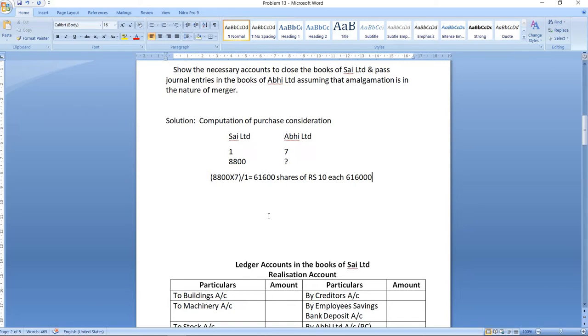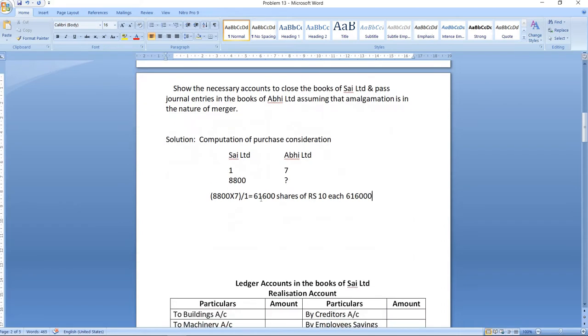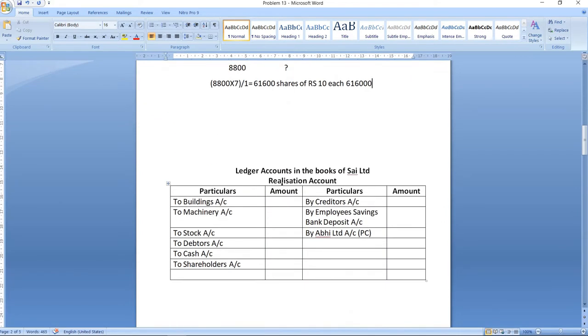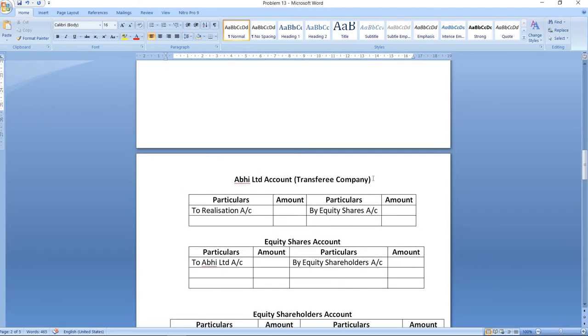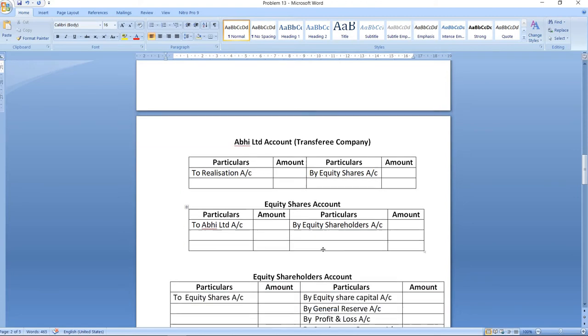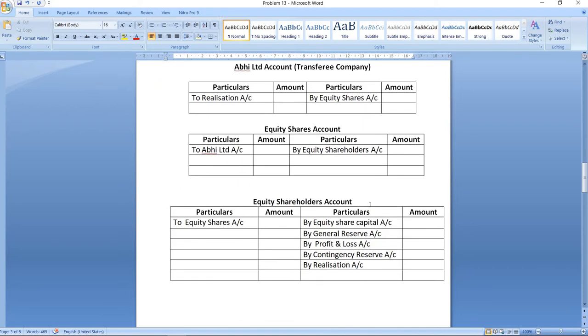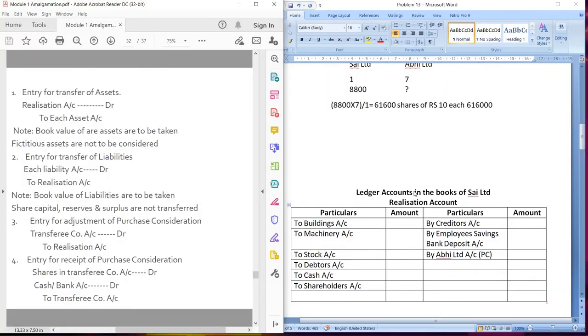Now next, we have to prepare ledger accounts in the books of Sign Limited. So as usual we are going to prepare 4 ledger accounts. First is realization account. Second one is transferee company account, which is Abhi Limited. Again the purchase consideration is paid in equity shares, so we prepare the equity shares account, and finally the equity shareholders account. So let's pass the entries.